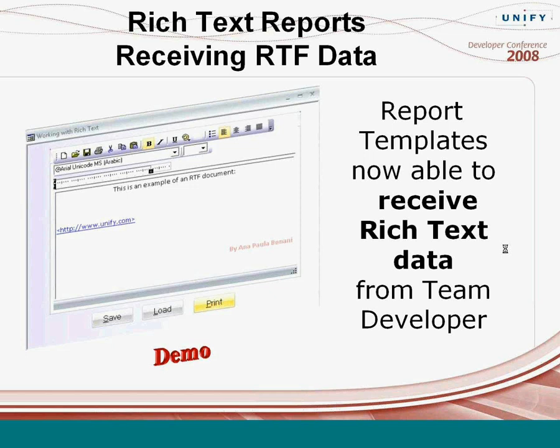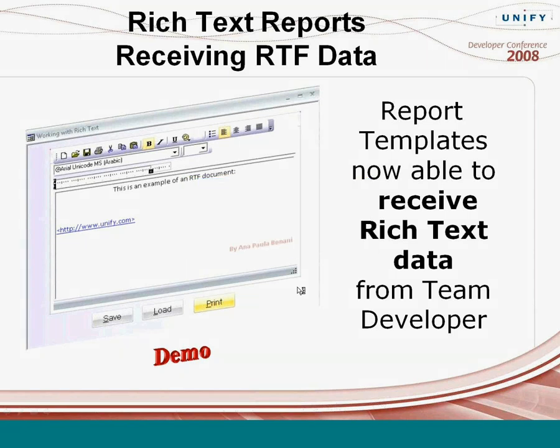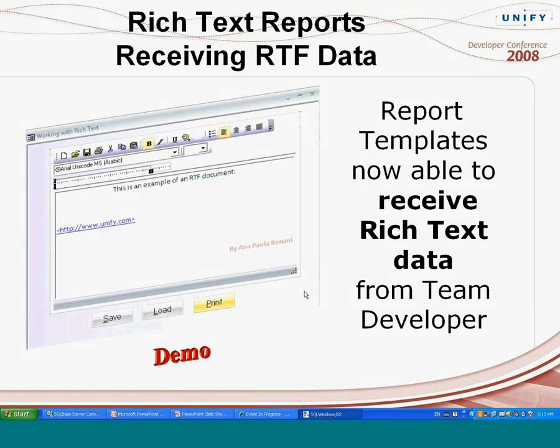As I mentioned before, rich text reports can now receive RTF, rich text formatted data from applications. So you can create a new report template, include your rich text object into it, and send data from Team Developer, for instance, to this rich text object in Report Builder. So let's see how it works. Again, a quick demo showing this behavior.